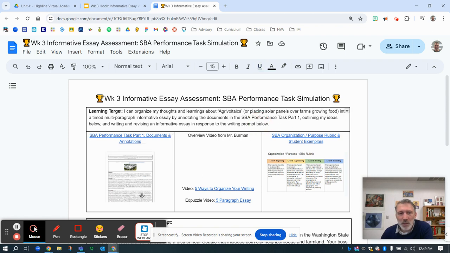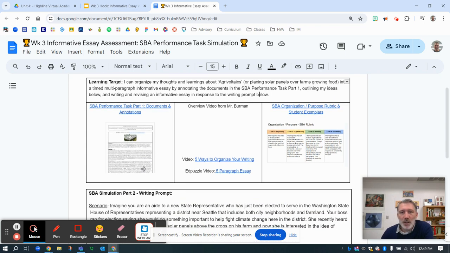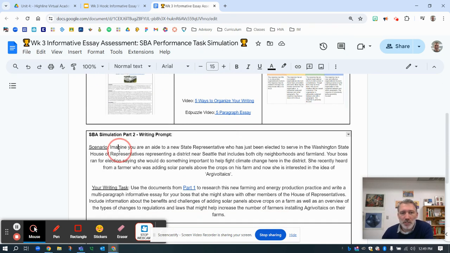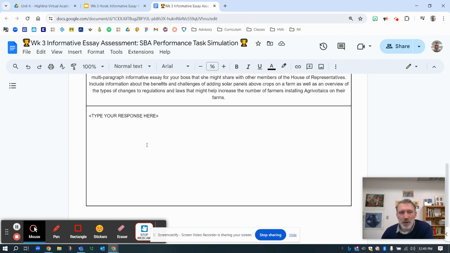The way the SBA works, in part one, you're given the documents and you're told to annotate. That happened yesterday. We went through that first video, the long document together, and did a little bit of spot annotation. On day two is when we're going to do part two of the SBA simulation. That's when you're given this scenario and this writing prompt. And then you put your answer right here.